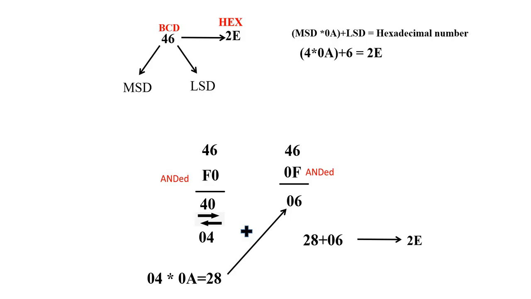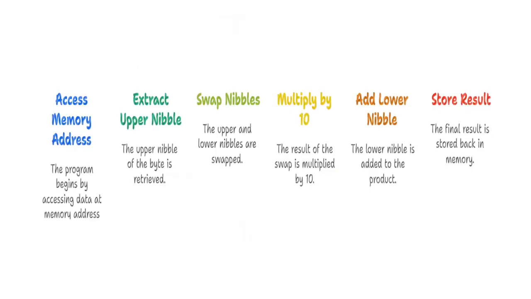Now we will see the program steps, the general steps we have to perform in our program. The program begins by accessing the data which will be stored at a memory address. Here we'll be using the memory address 40H. After that you have to extract the upper nibble, that is, you will get the first 4 bits of the upper nibble, and those will be stored at the specified memory address.